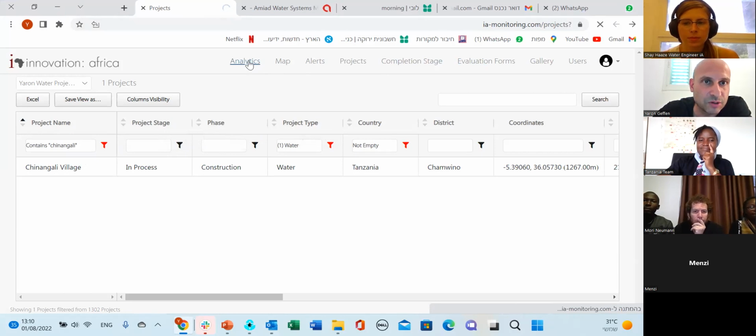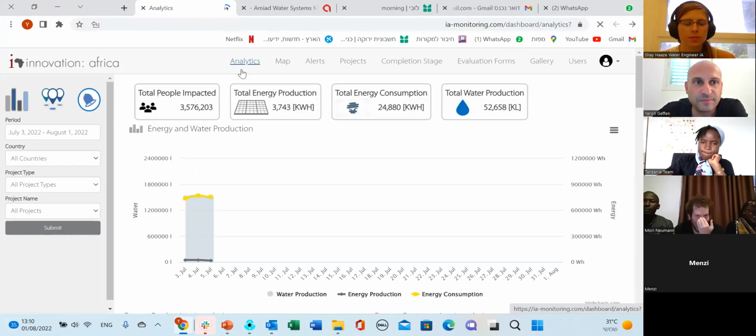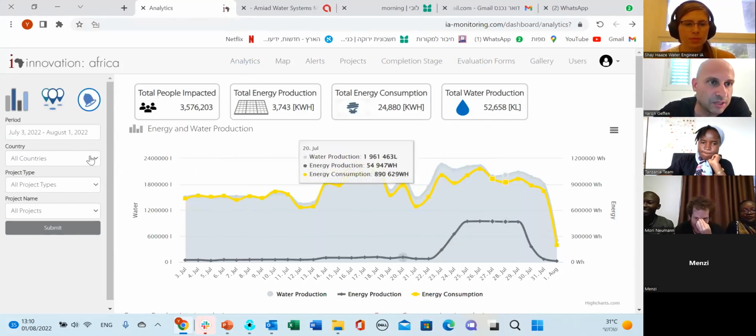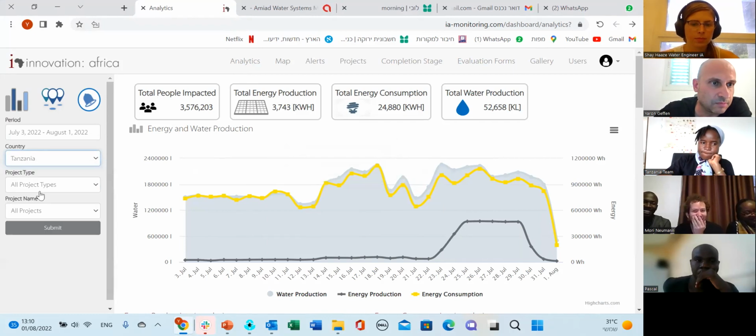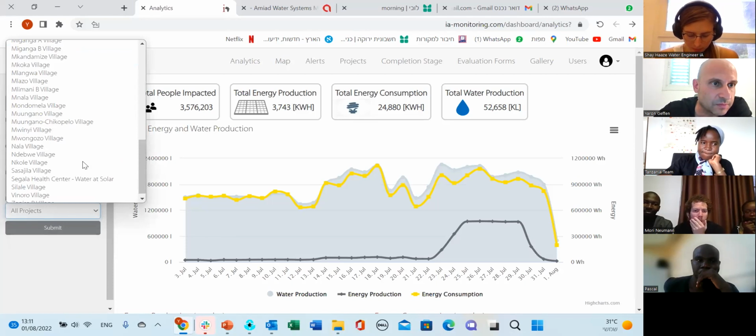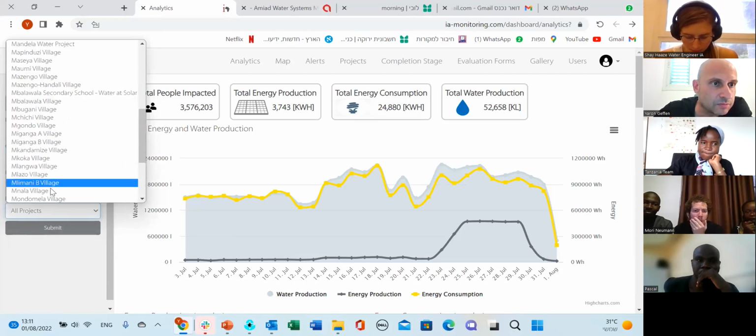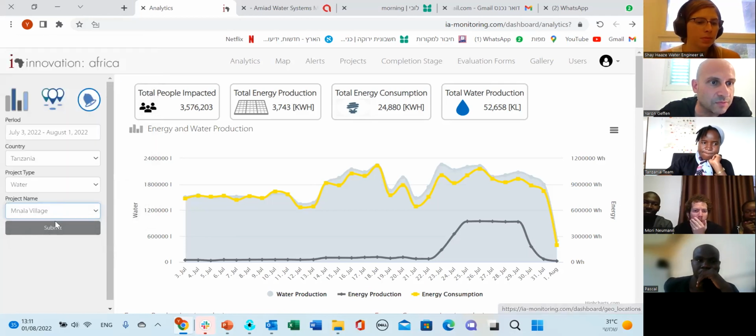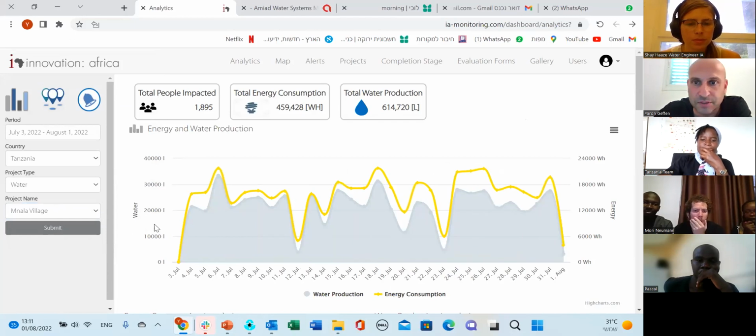So if we want to know how much water we supply in a specific project, we go to analytics. It's a little bit slow. And we get this view, and then we can choose the country, type of project, water, we're all water engineers, and the project name. So we can go and view another project, Manala.